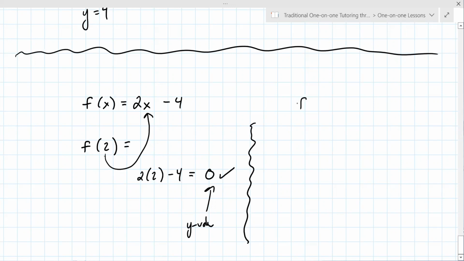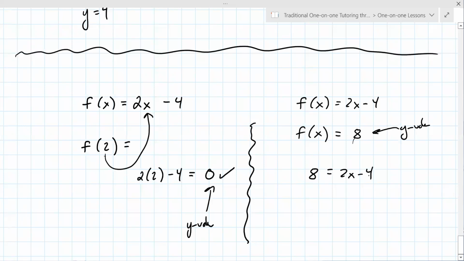That's it. The other type of problem with the same function is I could ask you, where does f of x equal 8? And this time, this is the y value, not the x value. So you say 8 equals 2x minus 4. Notice on the left you put the number in for x, and on the right you put it on the other side of the equal sign. So it's like opposite problems on opposite sides.